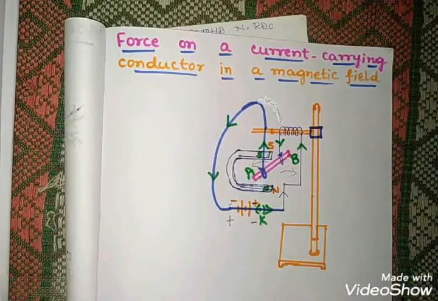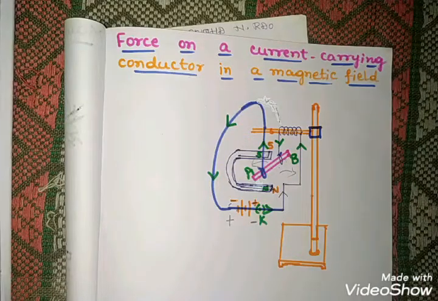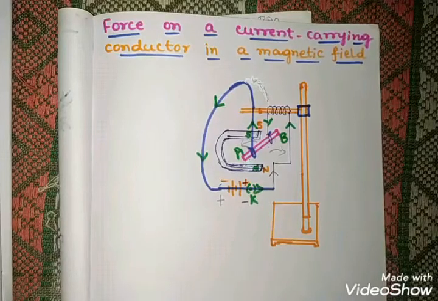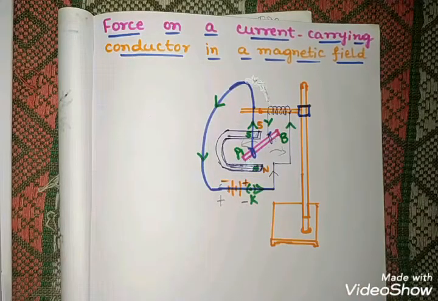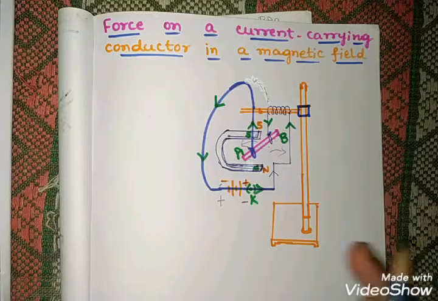The displacement of the aluminium rod in the above activity suggests that a force is exerted on the current carrying aluminium rod when it is placed in a magnetic field. That is an important point we have come across by this activity. It also suggests that the direction of the force is reversed when the direction of current through the conductor is reversed. That we observed.